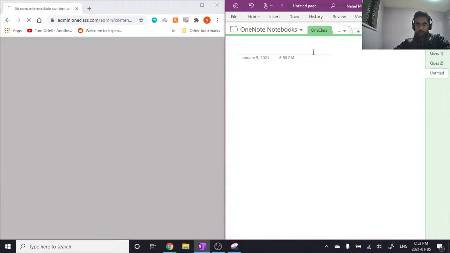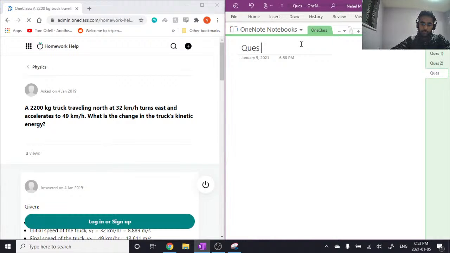Okay, let's jump right into the third question for today. A 2200 kg truck traveling north at 34 kilometers per hour turns east and accelerates to this many kilometers per hour. What is the change in truck's kinetic energy?